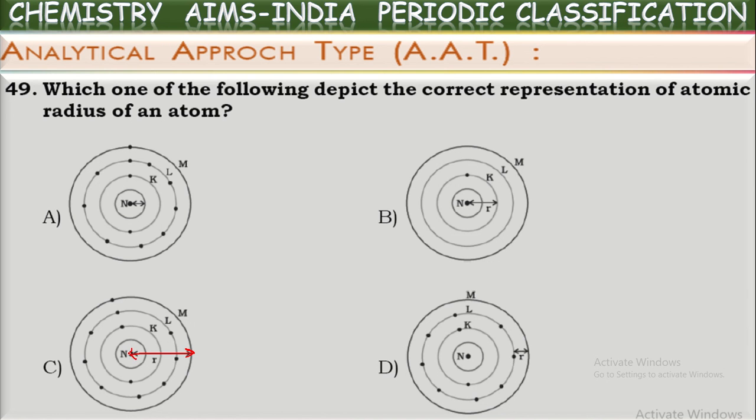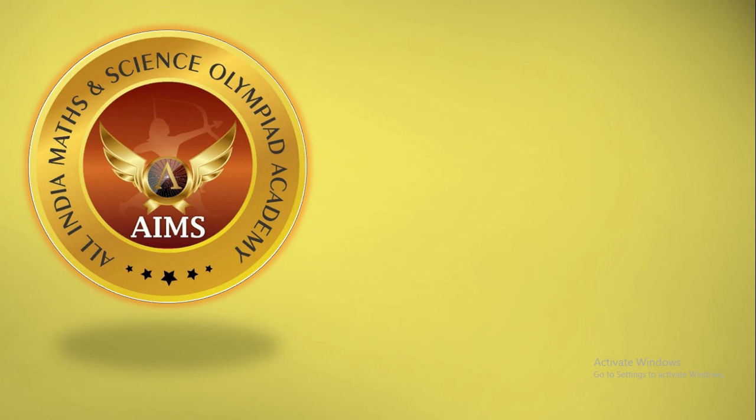So this will be the correct representation of the atomic radius definition. Whereas if you see for the remaining, the distance is not taken from the nucleus to the outermost orbit. It is taken to middle orbits. That won't be correct definition for atomic radius. Isn't it? Right. This is a correct representation for atomic radius of an atom. Okay. This is about the practice sheet 2 regarding periodic classification chapter.